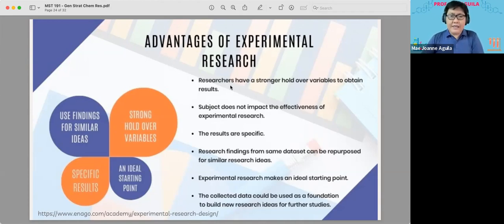Okay. So researchers have a stronger hold over variables to obtain results. And the subject does not impact the effectiveness of the experimental design. If the experimental design is constructed properly, the results are specific. The findings from the same data set can be repurposed for similar research ideas. Experimental research makes an ideal starting point, and the collected data could be used as foundation to build new research ideas for further studies.